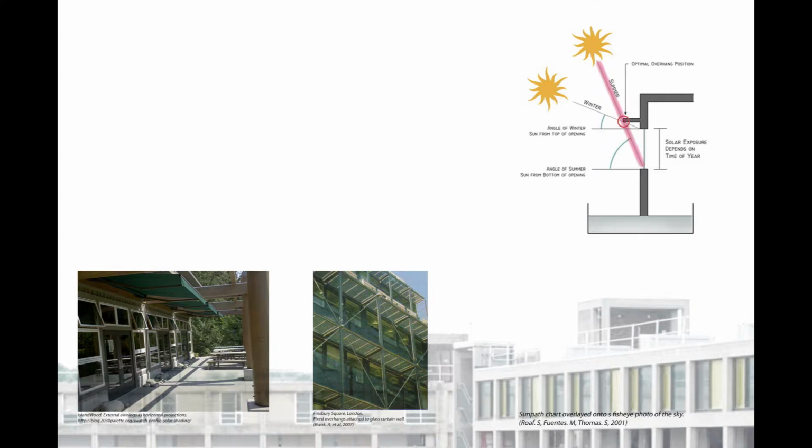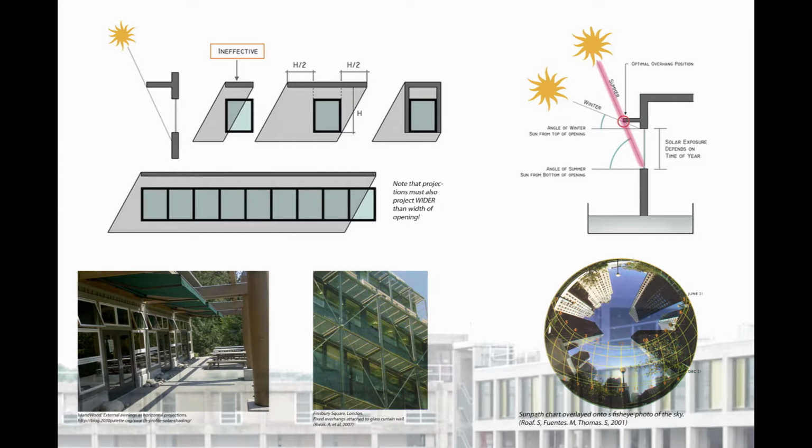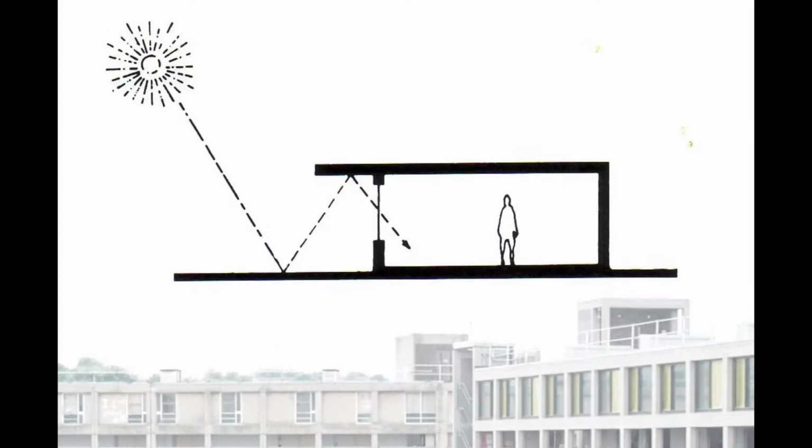Horizontal projection length is dependent on the height of opening and also the location of the building. The rule of thumb is that projection length is a quarter of the height of opening at low latitudes and up to half the height of opening at higher latitudes. This is because low-angle sun exists at higher latitudes and therefore a longer projection is required, and vice versa.